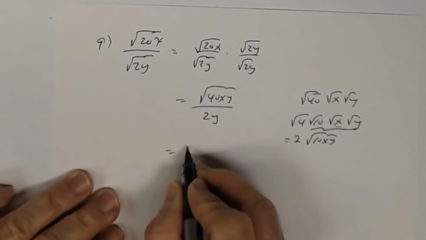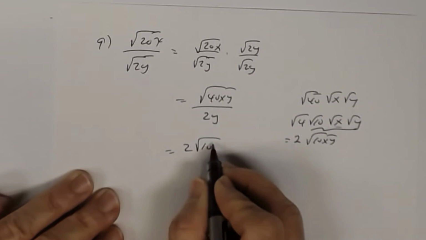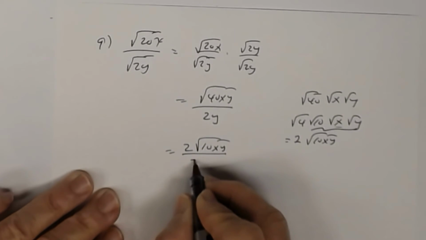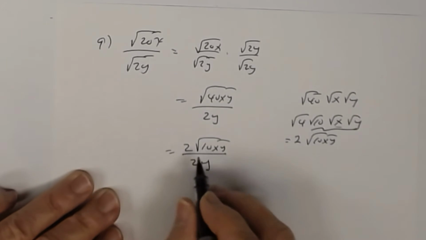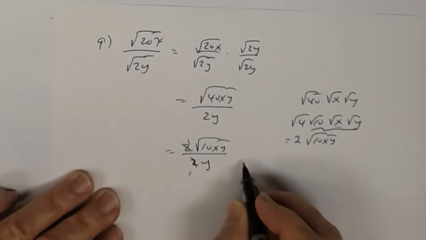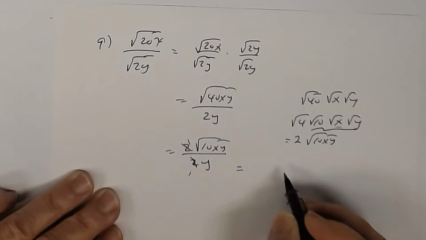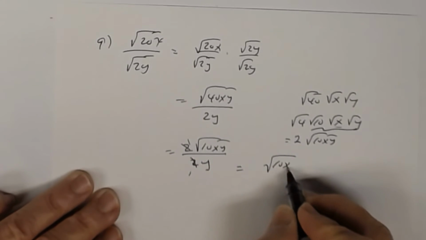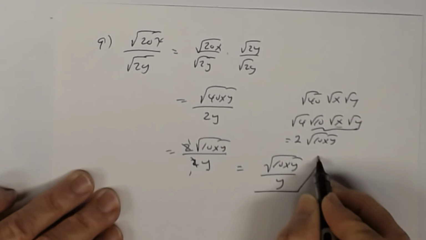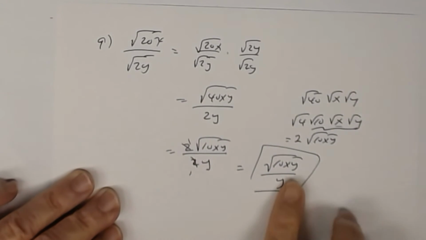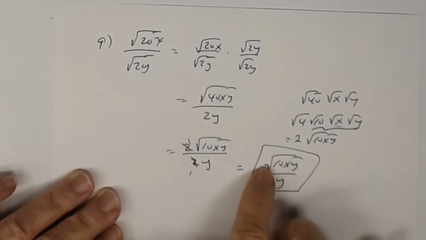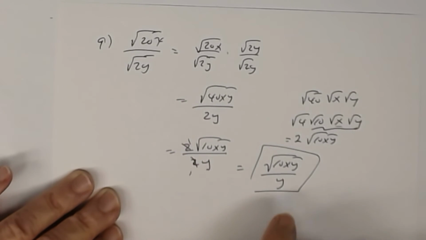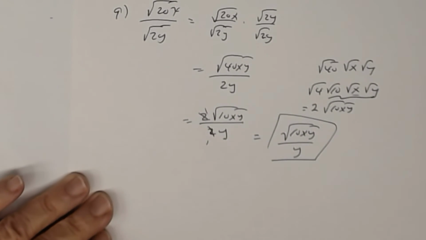And notice what happens now. Watch. You get 2 square root of 10xy divided by 2y. You can simplify. Make sure you reduce. Make sure you do that. And so the answer that you would give me then would be the square root of 10xy divided by y. Okay? And again, don't reduce the y's because that's not a y in the numerator. That's the square root of y. Okay, that's different. All right, that was number 9.